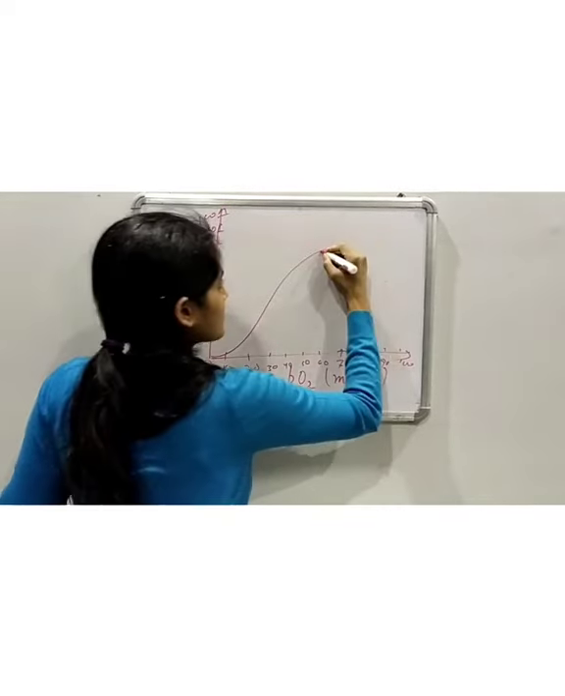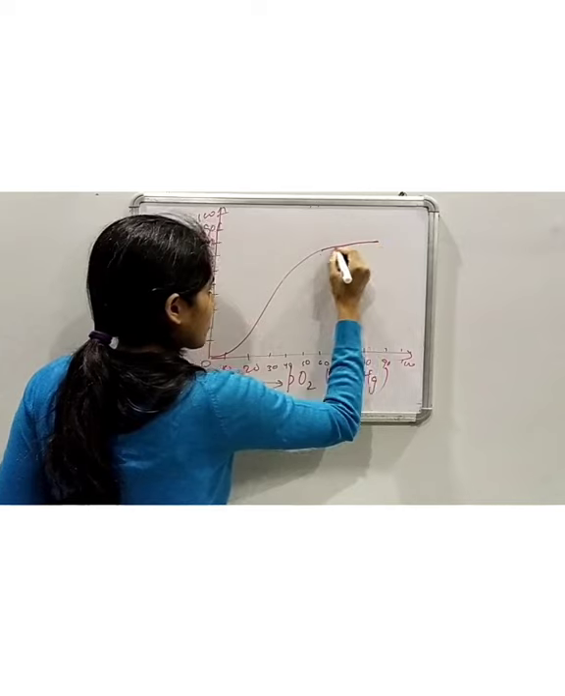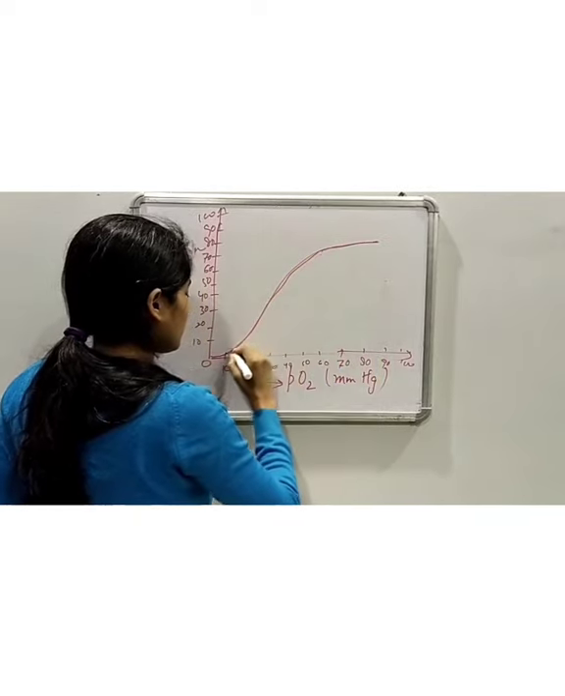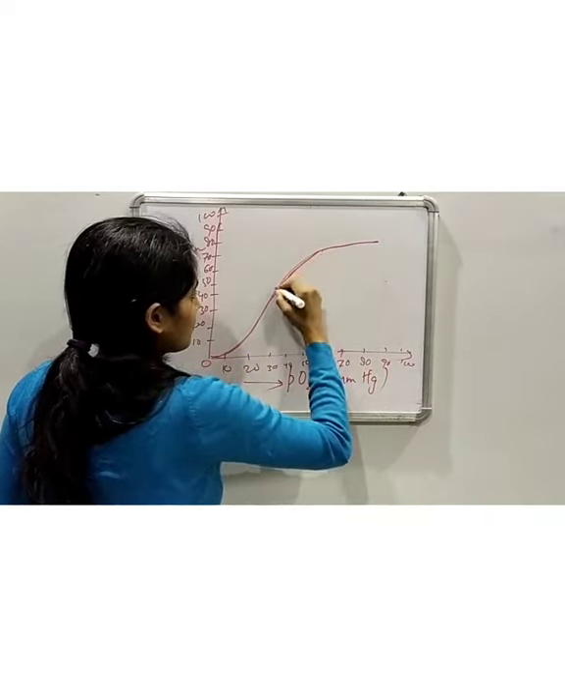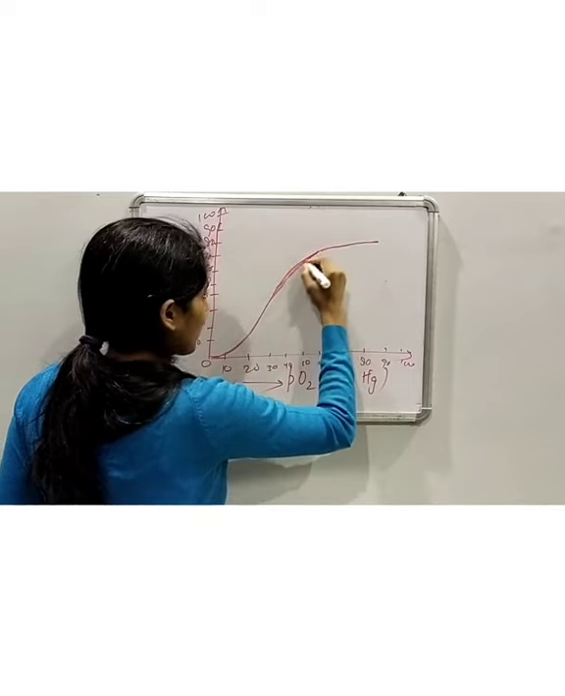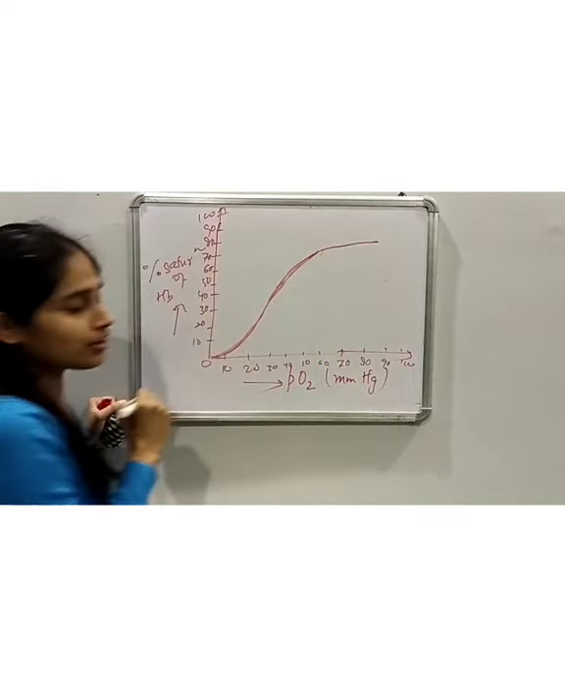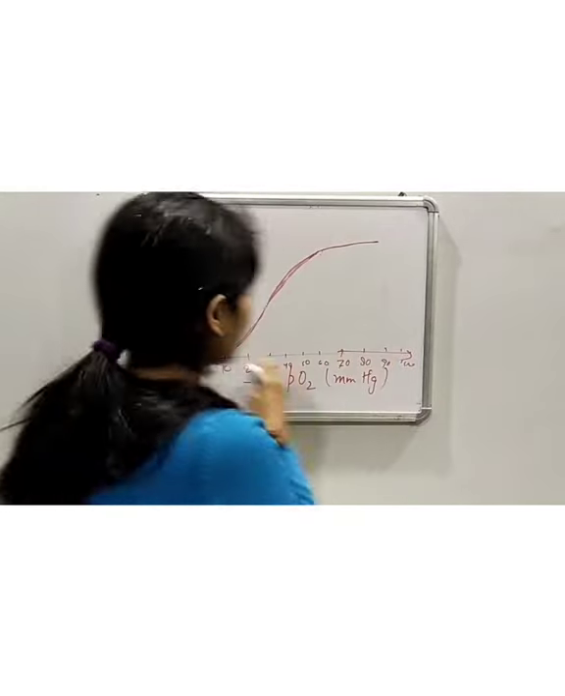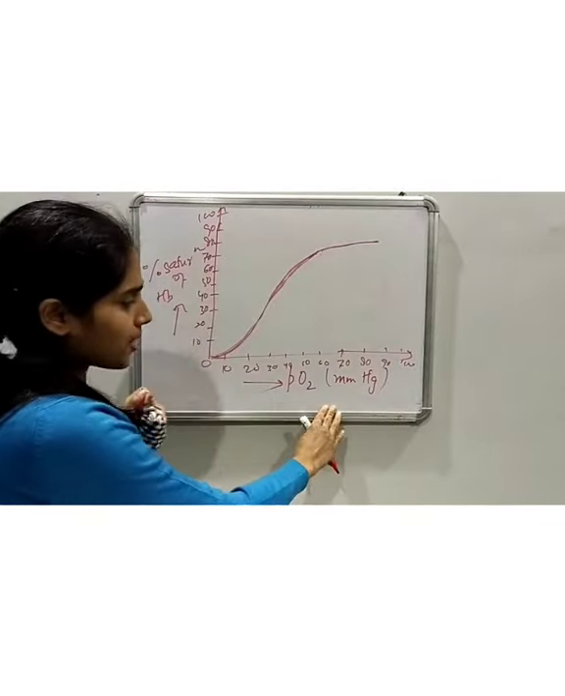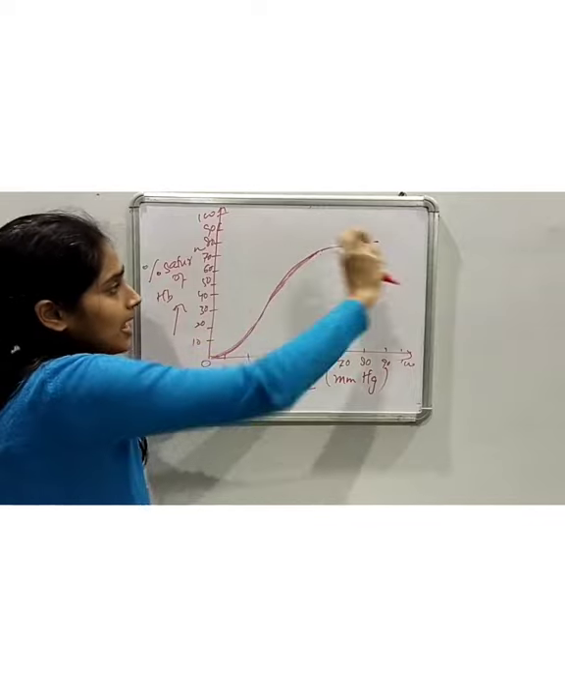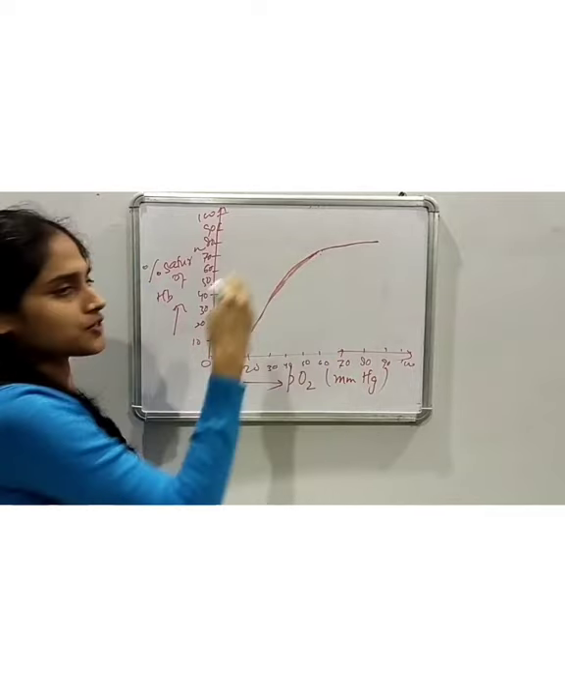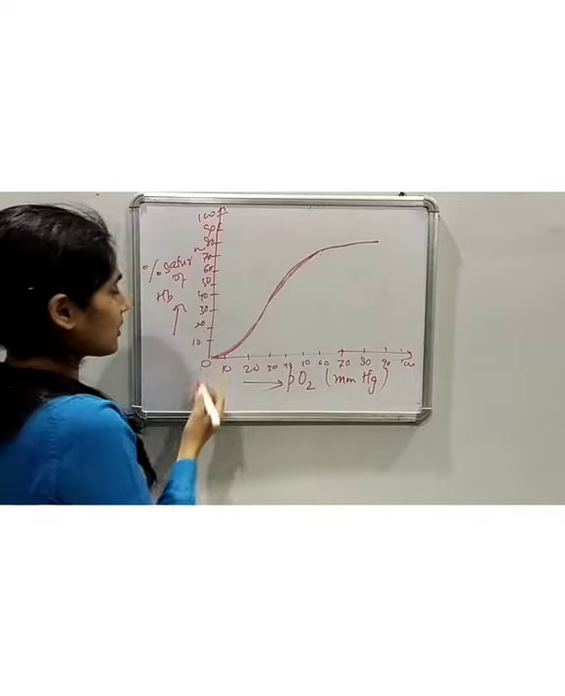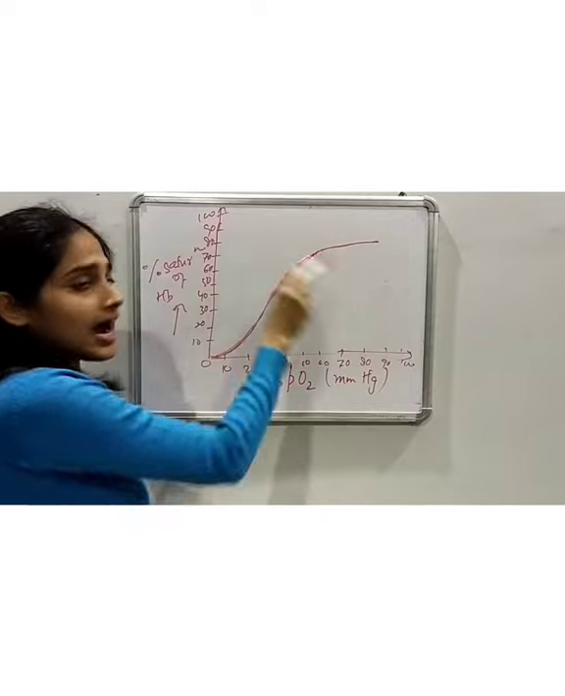Okay, so this kind of sigmoidal curve is obtained, which shows the cooperative binding and the saturation curve of the hemoglobin molecule. So this is percent saturation of hemoglobin, and this is partial pressure of oxygen, and this is the curve which we obtain if we plot a graph under ideal conditions.